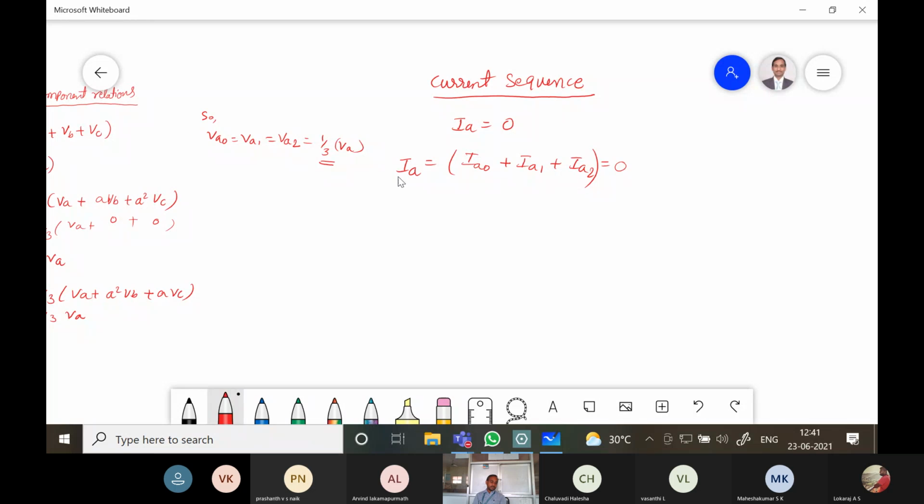Therefore IA is 0. Okay, IA is 0 means the total current is 0, so the summation of these currents also becomes 0, right? Now we need to draw the positive sequence network, negative sequence network and zero sequence network.